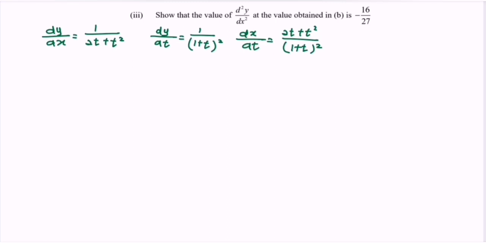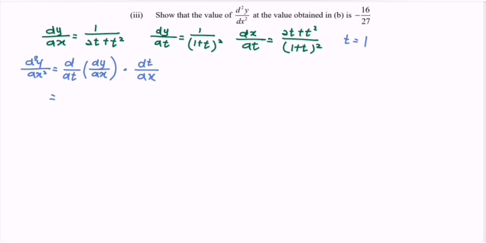For part 3, show that the value of the second derivative, using the value obtained in part b, is negative 16 over 27. So as we all know, t will be equal to 1. So let's begin. The second derivative is equal to d/dt of dy/dx multiplied with dt/dx. So kindly focus on the first derivative.